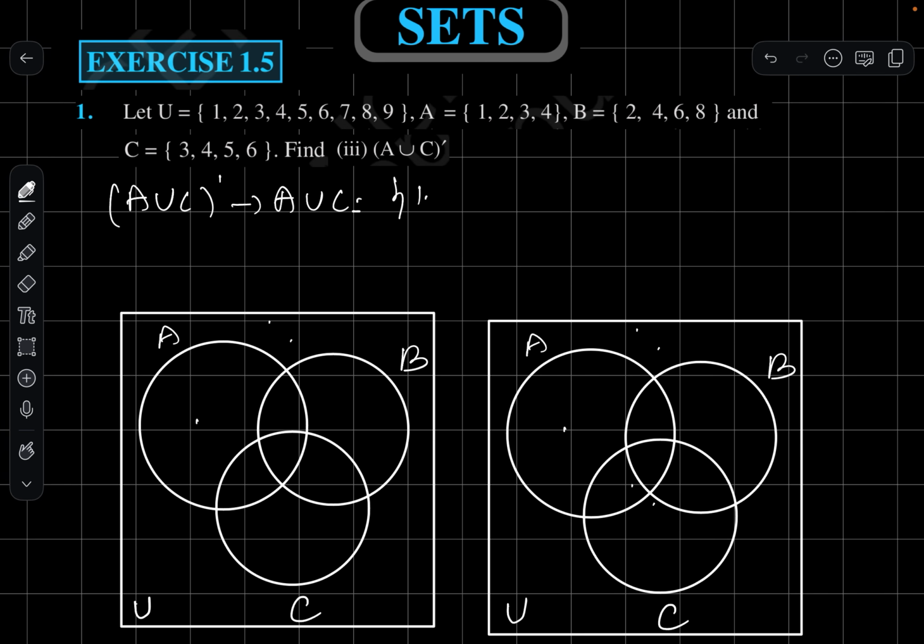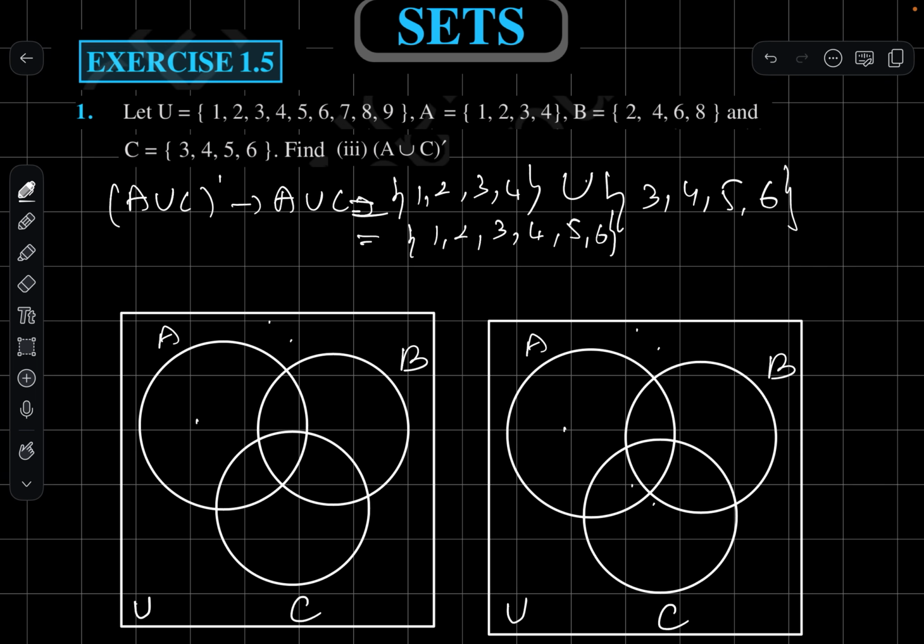What is A? 1 2 3 4. And what is C? 3 4 5 and 6. Sorry, it is not minus, it is union, isn't it? Union means you have to write all the elements. So you are going to get 1 2 3 4 5 and 6. Now you are going to get the complement of this.